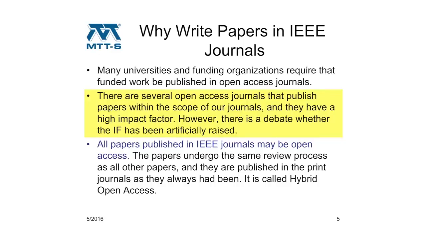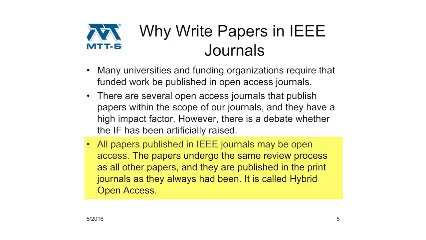There are many open access journals, pure open access. You pay them $3,000, they'll publish your paper. The review process for some of them is very good. For others, it's not so good. Some of them have a very high impact factor, but there's some debate over whether that impact factor was earned or if it was achieved by manipulation.